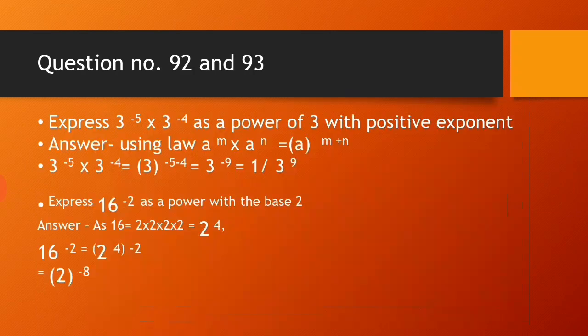Let's do question number 92 and 93 of your exemplar. First one is 92. Express 3 raised to power 5 into 3 raised to power -5 into 3 raised to power -4 as a power of 3 with positive exponent. First thing in the answer is, we will mention which law we are using. Everywhere, wherever we are using anything, we must mention which law we are using. So this law, a^m into a^n is equal to a^(m+n). Which law? This is the product law. So product law is being used here.